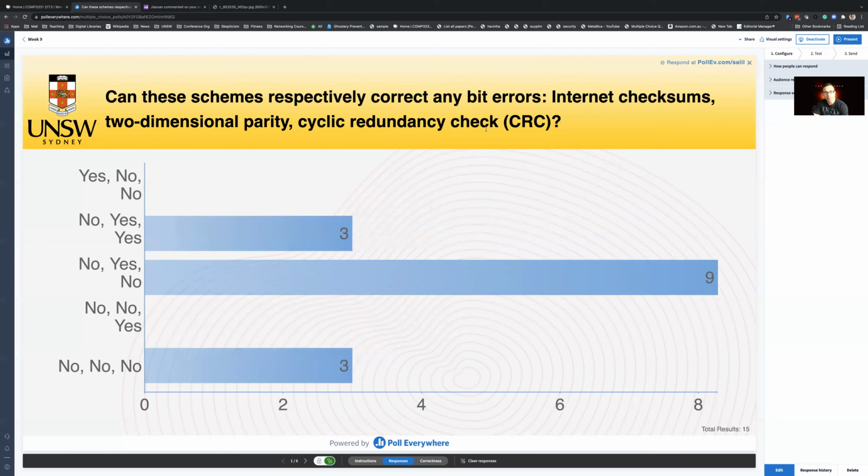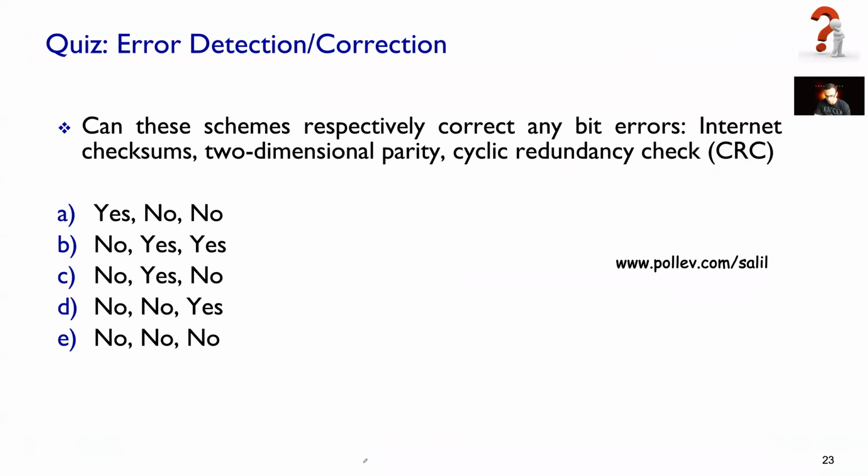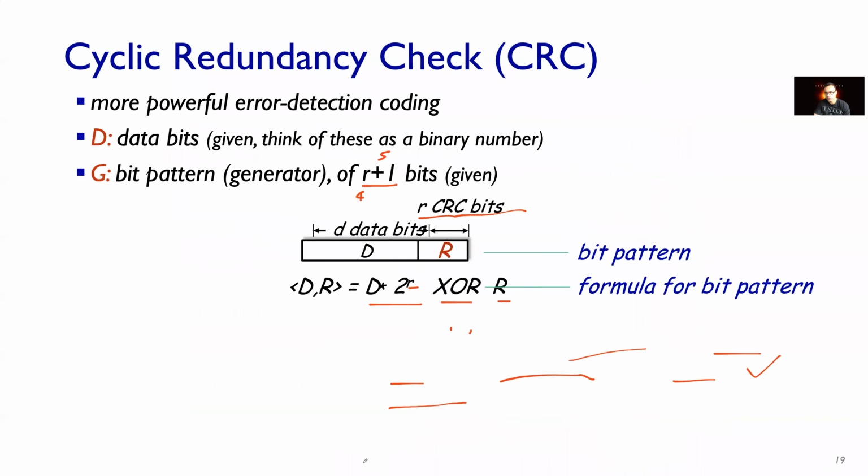So the answers would be no, yes, and no. So yeah, this middle one. There's a question: James, 2-bit parity can't correct 1-bit errors, though, can it? No, it can. If you go back to this example, that's precisely what we did, right?